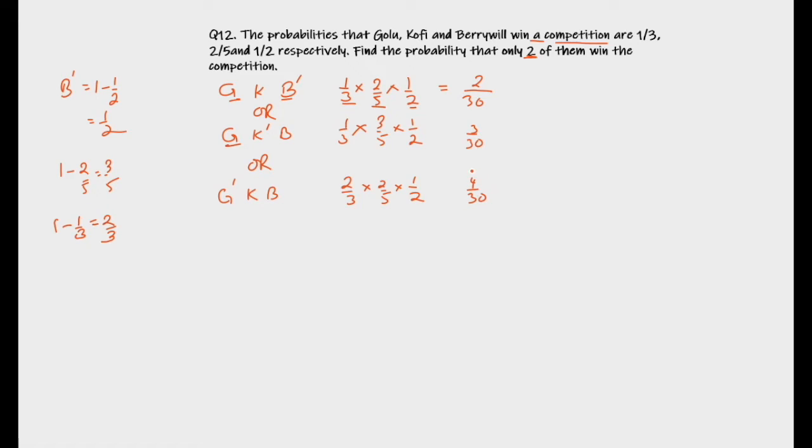Now they have the same denominator, so I can easily add them up. Whenever we have "or" with mutually exclusive cases, we add them. So 2/30 plus 3/30 plus 4/30 will be 9/30, and now we can simplify this by dividing by 3. So the answer is 3/10. This is the probability that only 2 of them will win the competition and the third one will not.